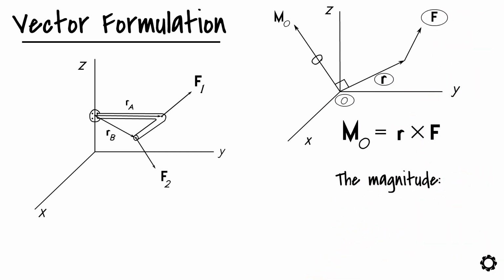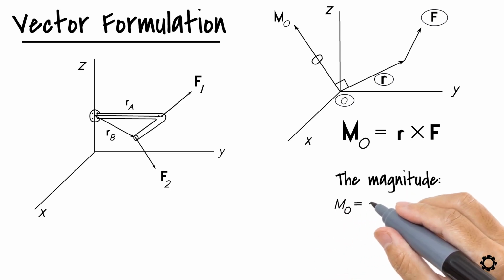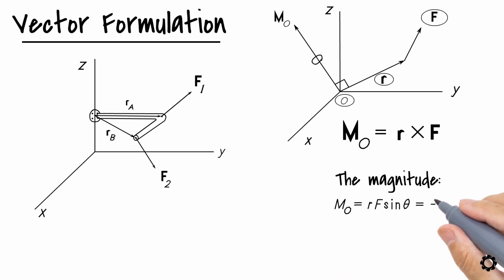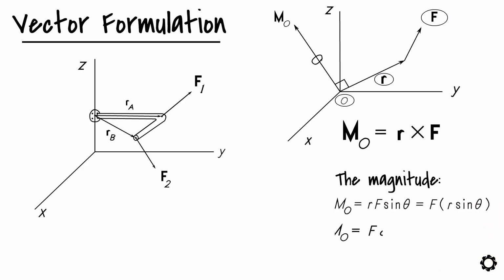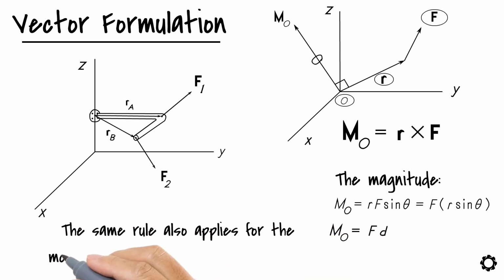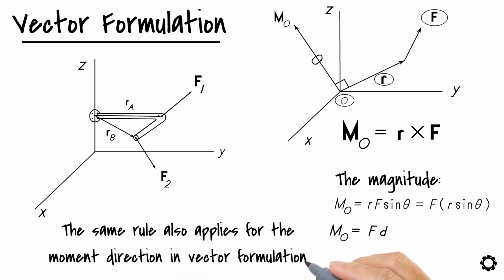The magnitude of this moment vector can be written as follows. M_O equals r times F times sine theta, equals F times r sine theta. This leads to the same equation that was in the scalar formulation case. The direction of the moment vector was already established when we discussed scalar formulation, and the same rule also applies for the moment direction in vector formulation.